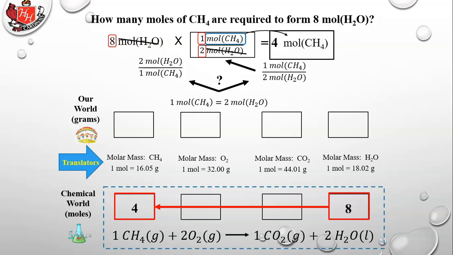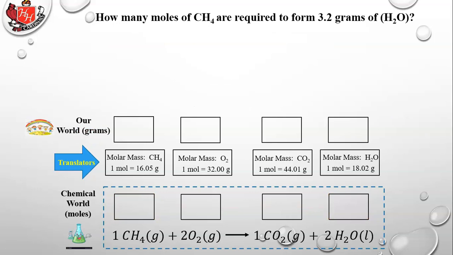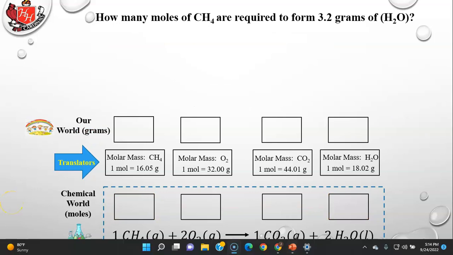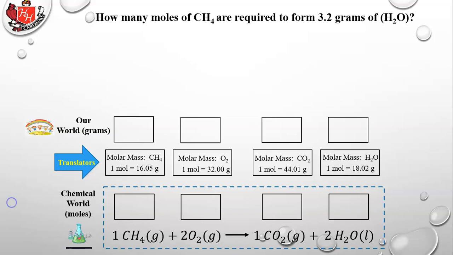That was a 1 conversion problem. So now we're going to move on and do a 2 conversion problem. Okay, so how many moles of CH4 are required to form 3.2 grams of H2O? So the first thing you want to do is in the graphic organizer, lightly in pencil, place what you know, 3.2 grams of H2O, and what you're trying to find, some number of moles of CH4.